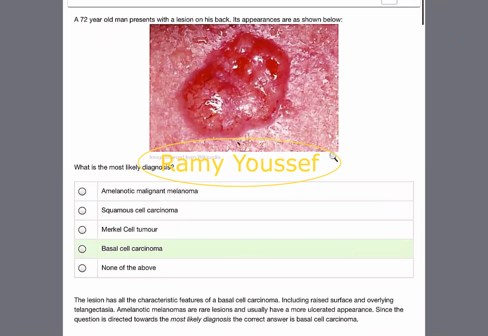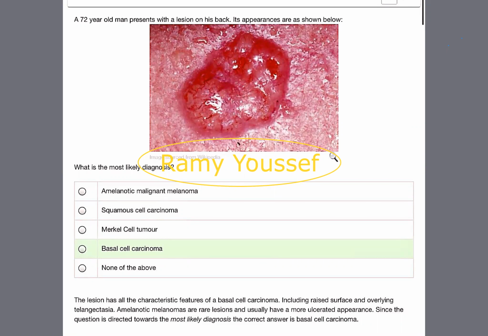A 72-year-old man presented with a lesion on his back. It appears as shown below. It is a basal cell carcinoma. The options are amelanotic malignant melanoma, squamous cell carcinoma, Merkel cells. Yes, exactly. This is a picture of pearly white. This is a very common question in MD, in part A, in part B.